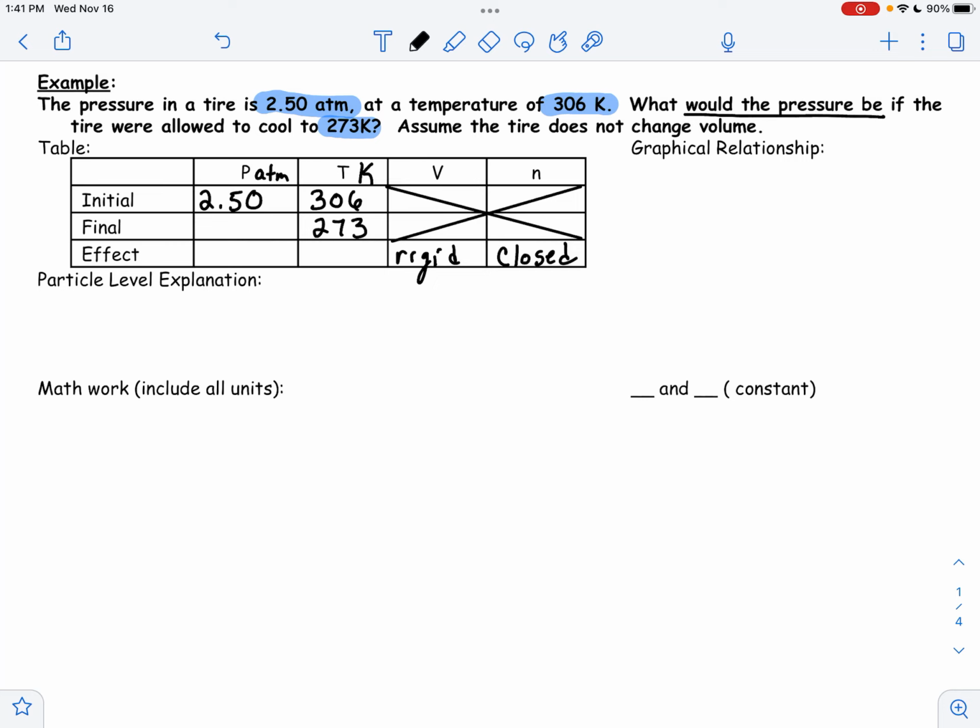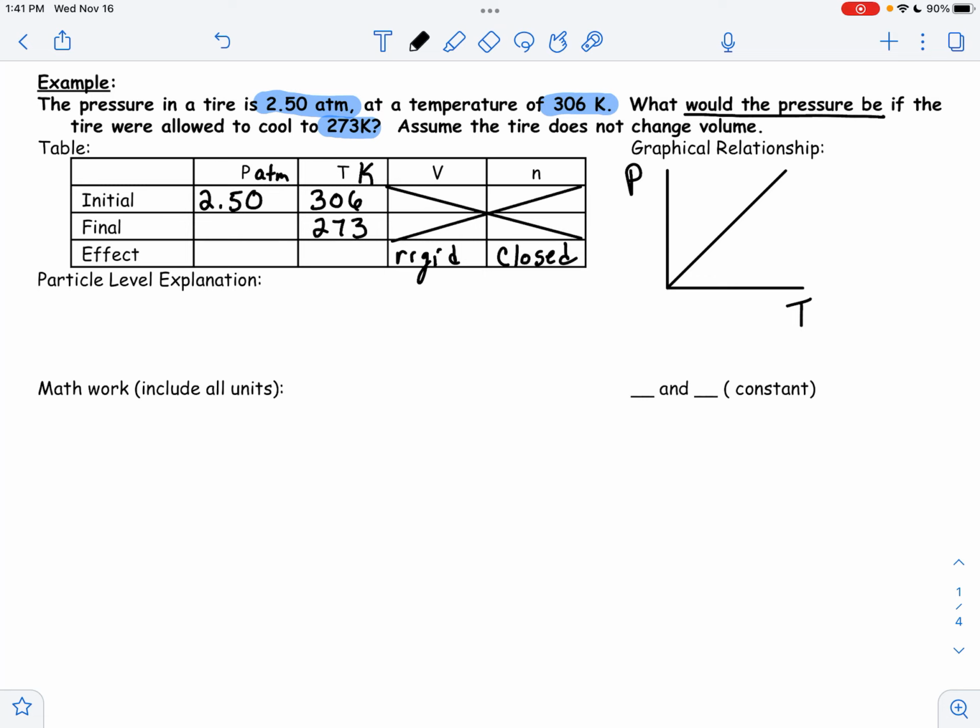So, since I'm working with temperature and pressure, we can go ahead and do our graphical relationship. We know that temperature is going to be our independent, pressure is going to be our dependent. We know that there's a direct relationship. As the temperature increases, the pressure increases. As the temperature decreases, the pressure decreases.